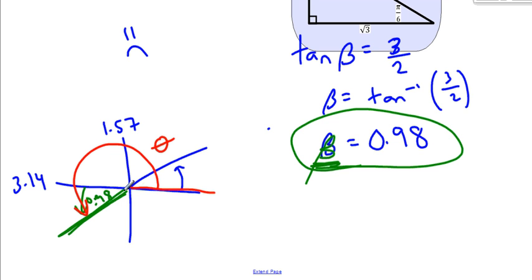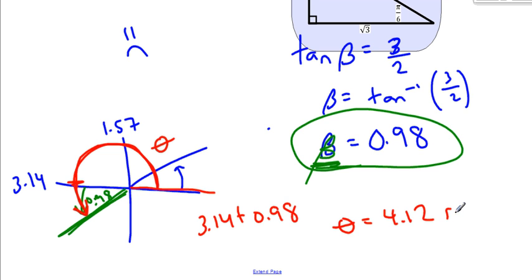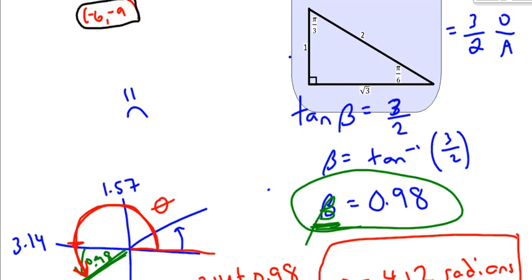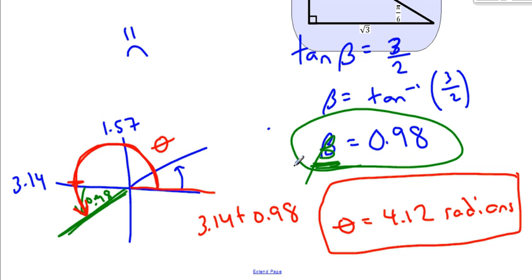So look at what I've done visually. I know that to get from here to halfway around the circle is pi, 3.14. And this angle is a little bit more. How much more? 0.98. So my answer can be found by just adding 0.98 to 3.14. So theta is 4.12 radians. Okay? So yes, sometimes you do use your calculator, but it doesn't mean you shut off your brain. All right, so I hope that that's helpful.